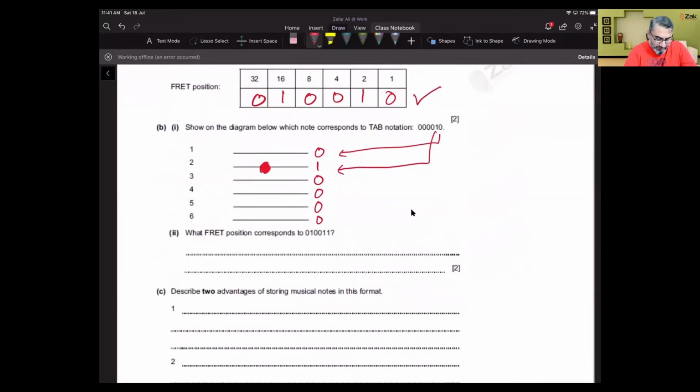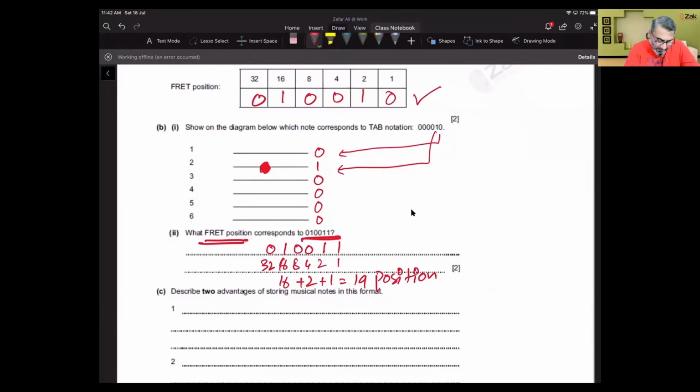What fret position corresponds to this? So this is 0, 1, 0, 0, 1, 1. This is 1, 2, 4, 8, 16 and 32. So this is 16 plus 2 plus 1, so this is 16, 17, 18 and 19 position. All you have to write is just 19. You don't have to actually do this. Whenever it is fret position, it is acting like a number.